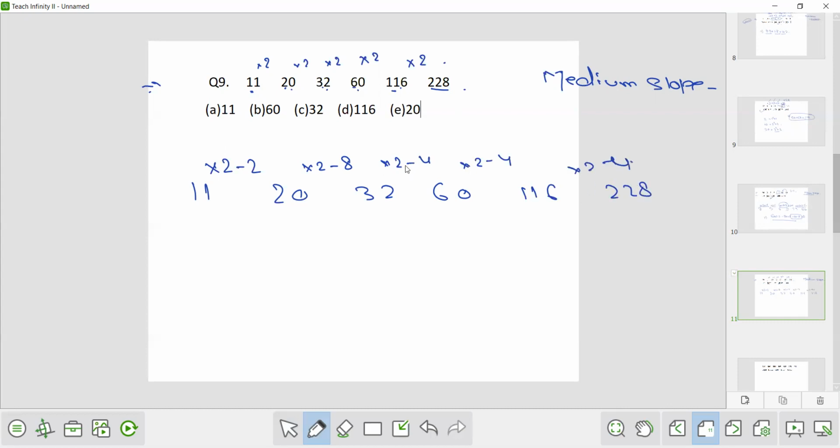The rule is confirmed that this is into 2 minus 4, into 2 minus 4, into 2 minus 4. So 11 into 2 minus 4 should be 18, not 20. So 20 is your wrong number. So your answer will be E.